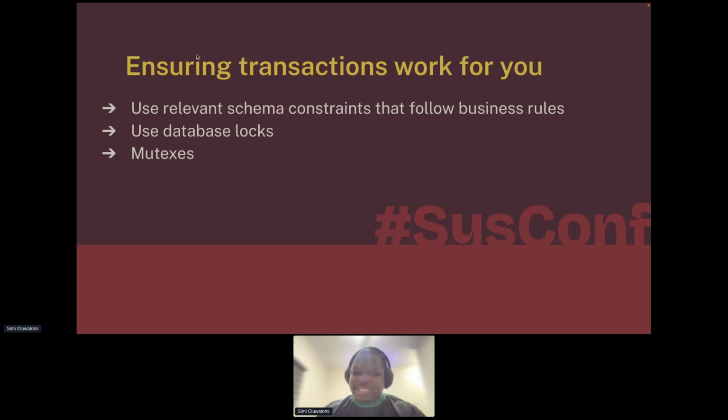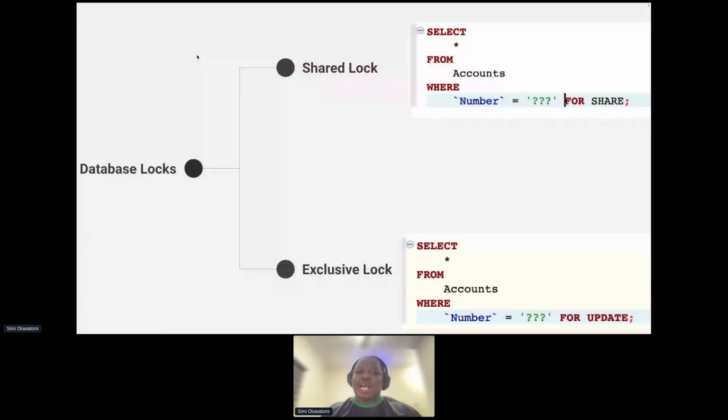The second principle is to use database locks. Now, we hear about locks, right? So what are locks? We have 2 types. We have the exclusive lock, and then we have the shared lock. What is the difference between the two of them? They are both locks, but the way they operate is different.